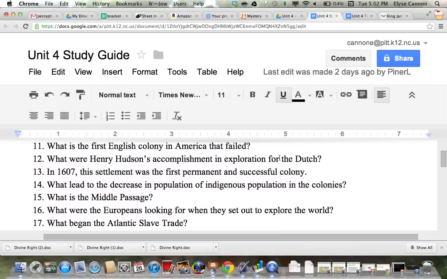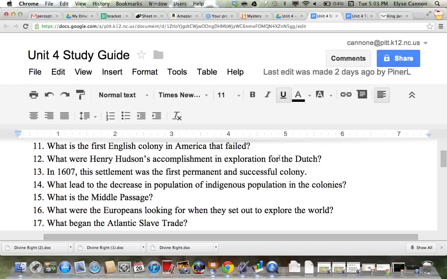The first English colony in America that failed is going to be the lost colony of Roanoke, North Carolina. Keep in mind, you remember that these group of people had vanished. James White tries to come back and see what has happened to the colony, and they have disappeared. And so we consider that colony not successful because the colony did not last, the people did not stay, and the people didn't settle in that area, and we don't even to this day know what happened to them.